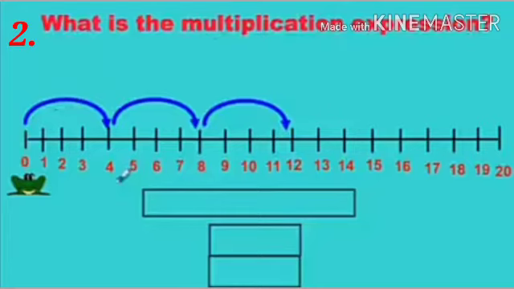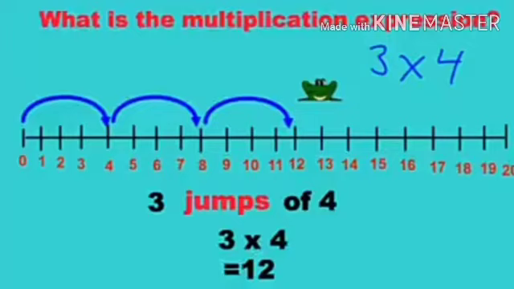What is the multiplication expression? In this problem, we have to find the multiplication expression for the above number line. It is very simple. Here we see that there are 3 jumps taken to land on the answer 12 with a gap of 4. So we can write it as 3 into 4 is equal to 12.